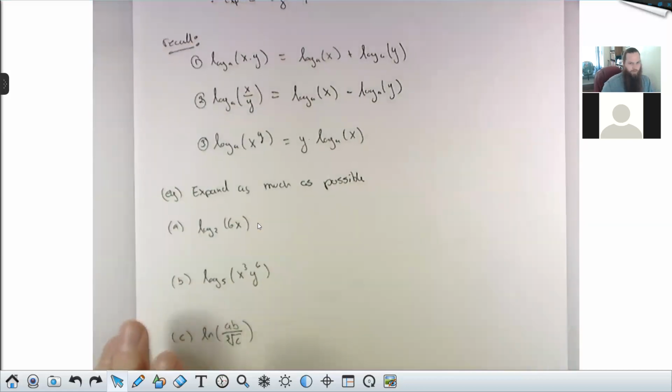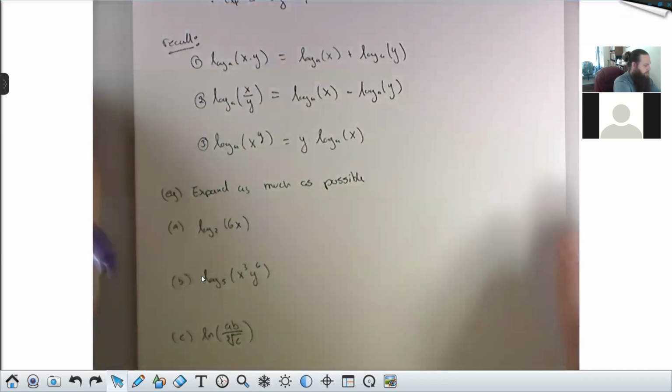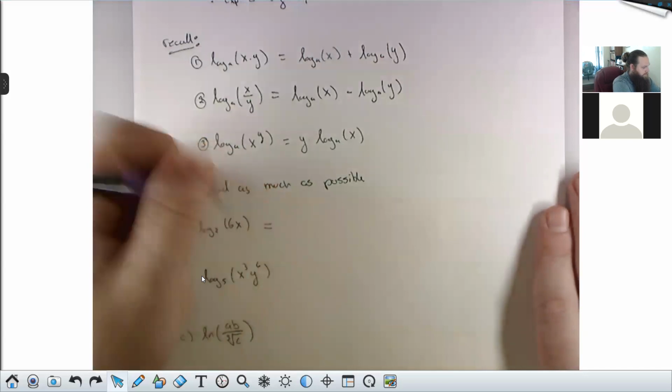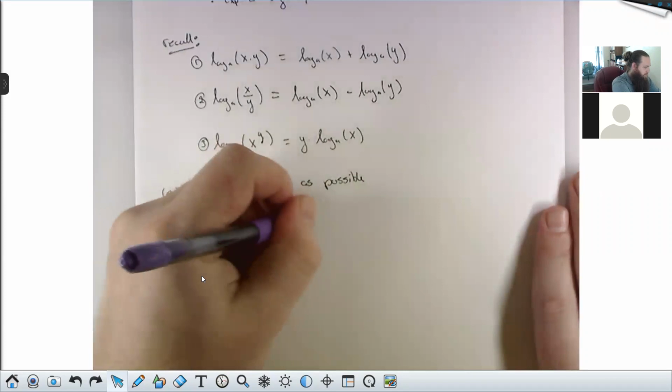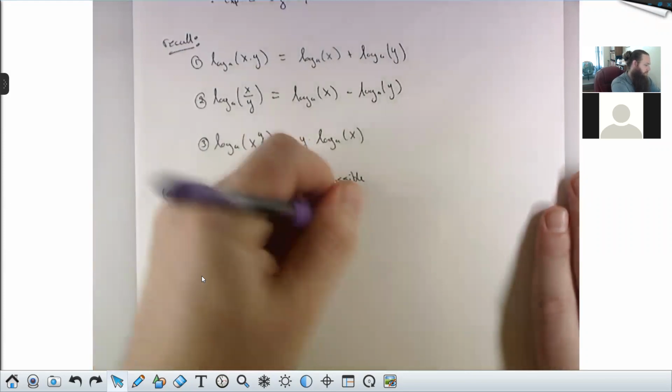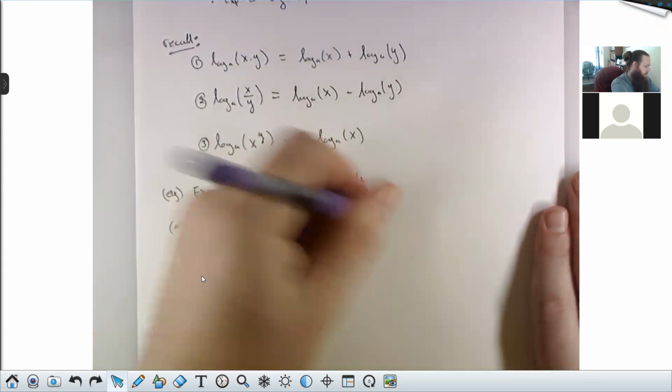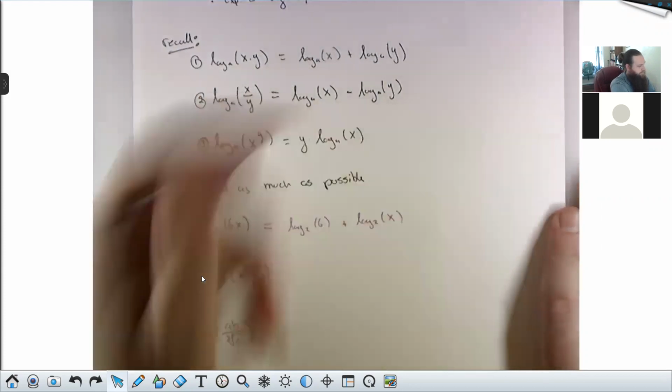Who can tell me which of the rules, 1, 2, or 3, is going to be useful to get started in part A here? The first one? Yeah, exactly. Rule 1, right? Because I have a product inside my log, 6 times x. That's multiplication inside, which means I can turn it into addition outside. So according to rule 1, this is the same as the base 2 log of the first thing, 6, plus the base 2 log of the second thing, which is x.